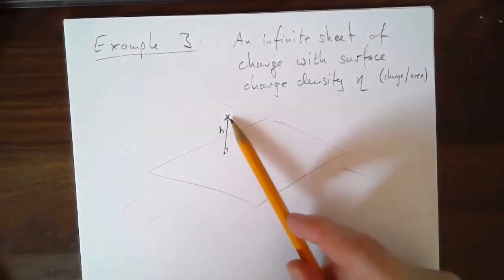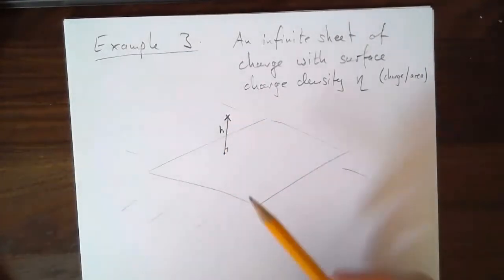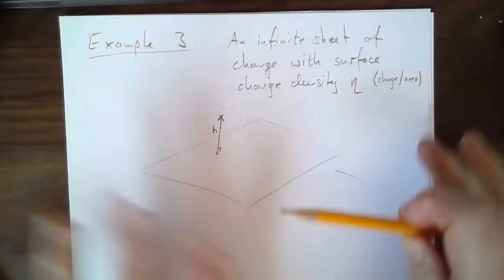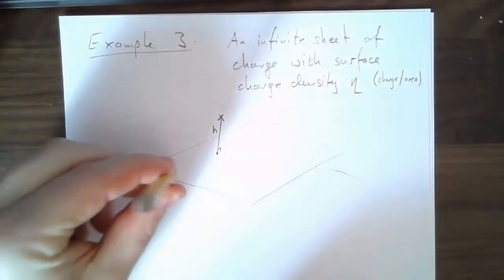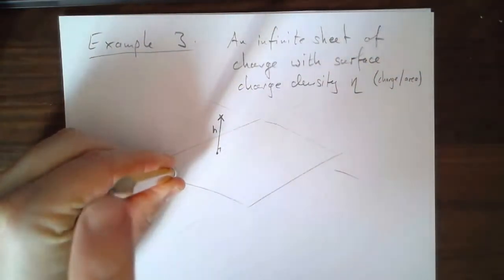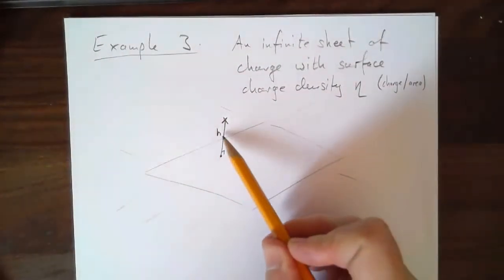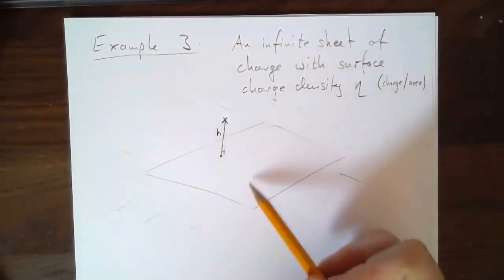Now this should be a vertical line upwards. You really have to think in 3D here, right? This is my sheet. It's like flat. If this actual piece of paper is the sheet, I want to figure out the electric field up here, where the tip of my pencil is, for example. So a certain height h above that surface.